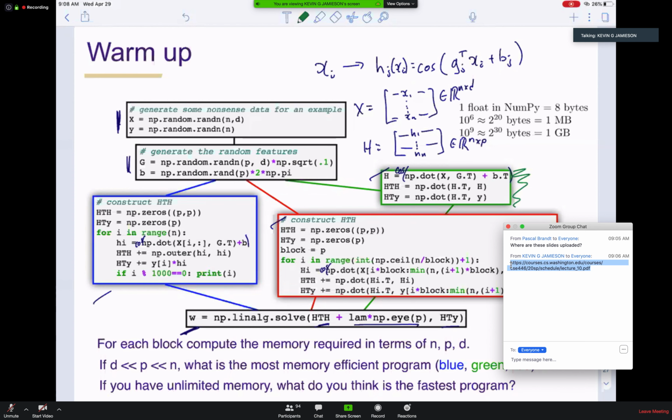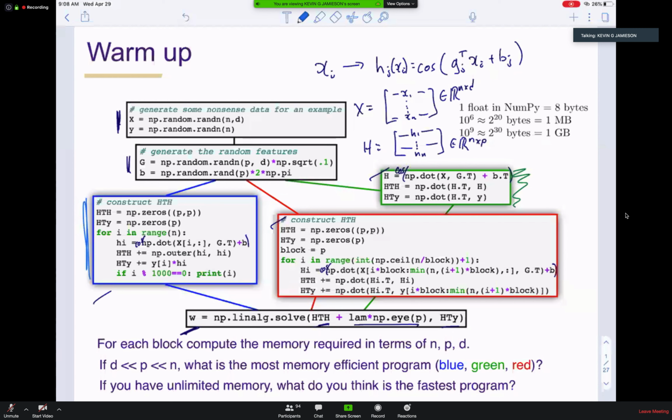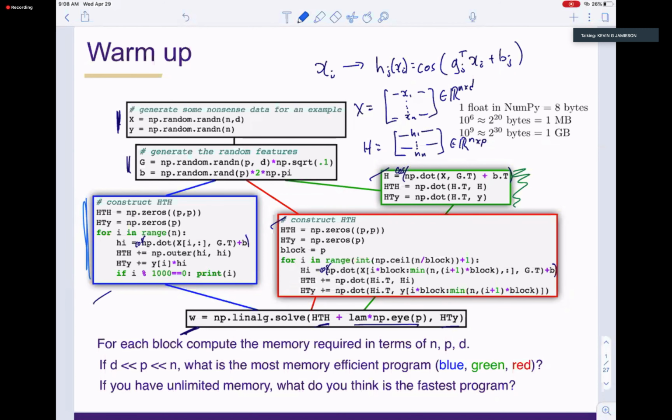That's one extreme. The blue, on the other hand, is the other extreme. The blue is the naive implementation where you are building up H transpose H through a for loop. Because H transpose H is also just the sum from i equals 1 to n of h_i transpose h_i, where h_i are the vectors, and it's just building that up one vector at a time. So this is only ever storing H transpose H, which is a P by P matrix.